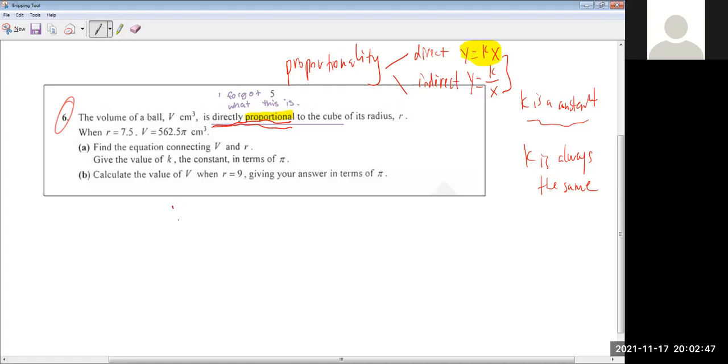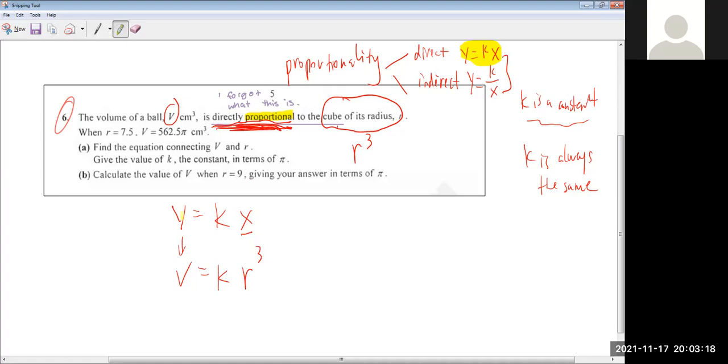So in this case, I write down y equals to kx first because it's direct proportion. Once I write this down, I realize the question used v, so I change my y to v. And k is also the same, I just write k. And then over here it says to the cube of its radius. So instead of x here, cube of its radius. What's the meaning of cube? R to the power of 3.